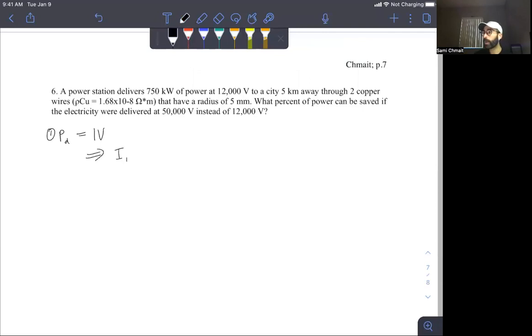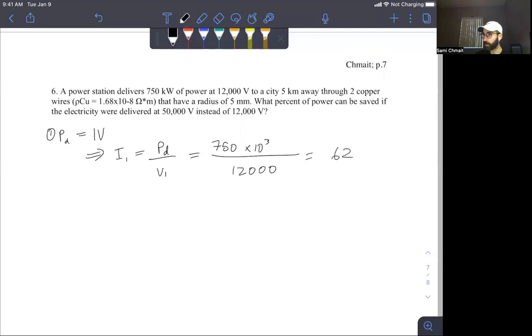You can see that we can say I1 is equal to that P delivered divided by the voltage one. So what's the power delivered by the power station? It's 750 times 10 to the 3 watts. And then what's the voltage in the power delivered of the first situation? 12,000.